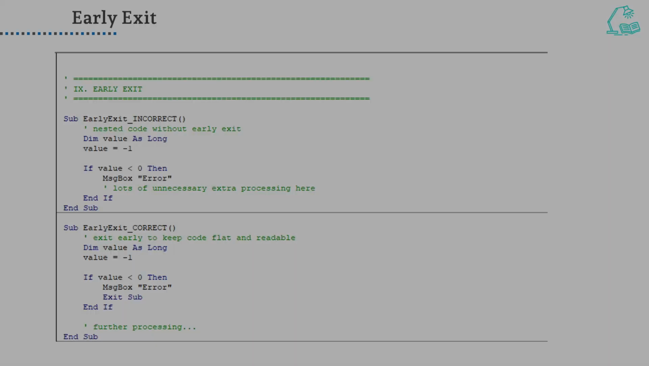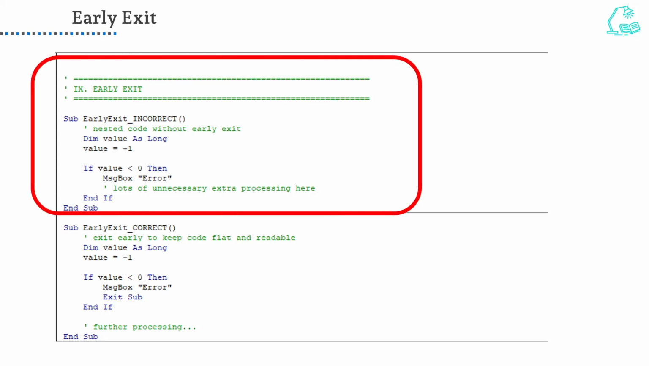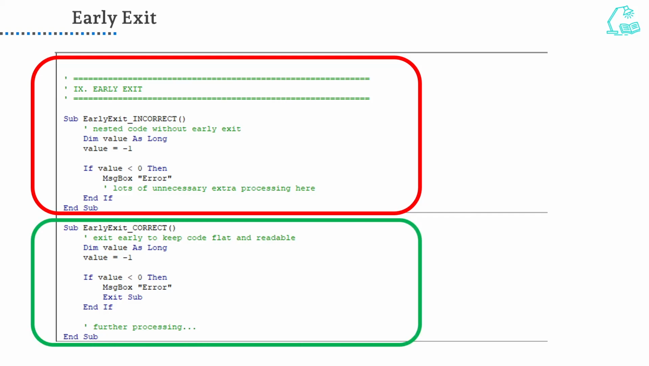Early exit. In the incorrect example, the code checks for a negative value but still leaves space for further execution inside the block, making the logic more complicated than necessary. In the correct version, as soon as an invalid value is detected, the procedure ends immediately using exit sub. This creates a clear and efficient flow.